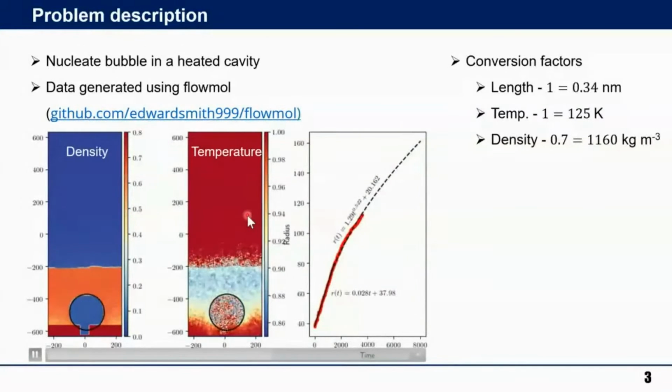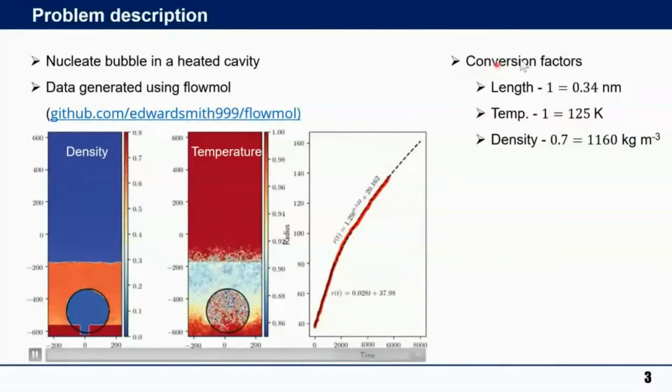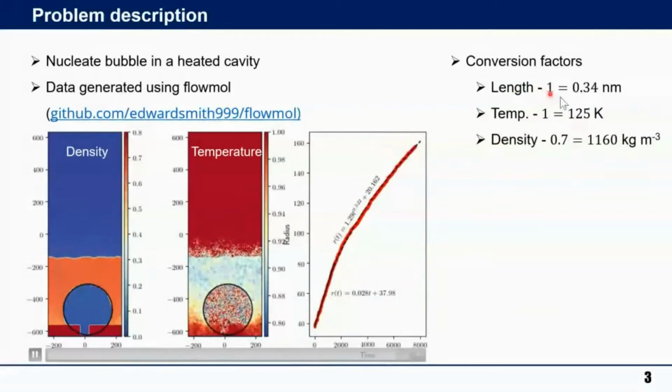For those of you who are not familiar with MD units, in this presentation, all the results will be in non-dimensional MD units, so you can use these conversion factors to convert them into standard units. A length of 1 in the MD domain corresponds to 0.34 nanometers, and a temperature of 1 is around 125 Kelvin, and a density of 0.7, which is basically the density of the liquid, is not too far from the density of water, for example.